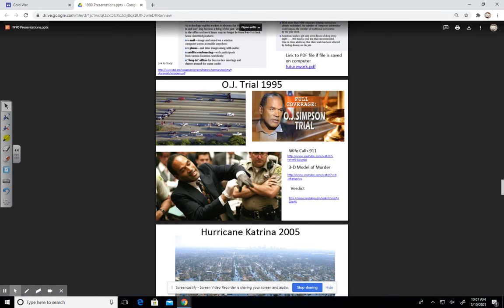O.J. trial, where O.J. Simpson, a former NFL football player, was accused of killing his wife and her boyfriend, her friend. Here we click these links, we could see some of the images. And the end result was the verdict where they found O.J. not guilty, despite finding a glove that was soiled in blood and having other evidence.